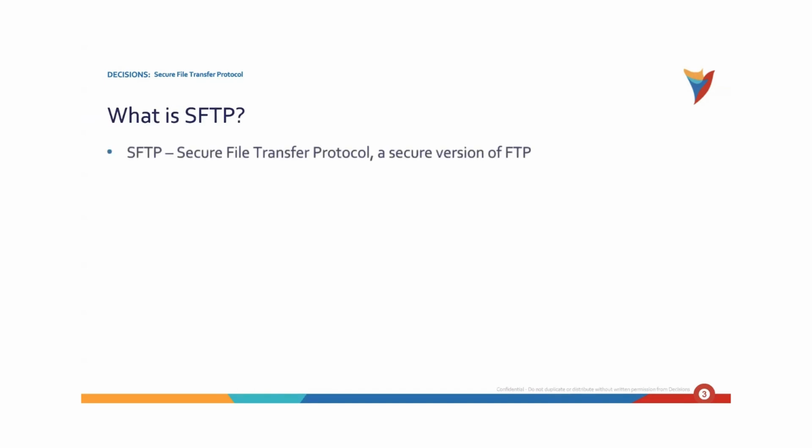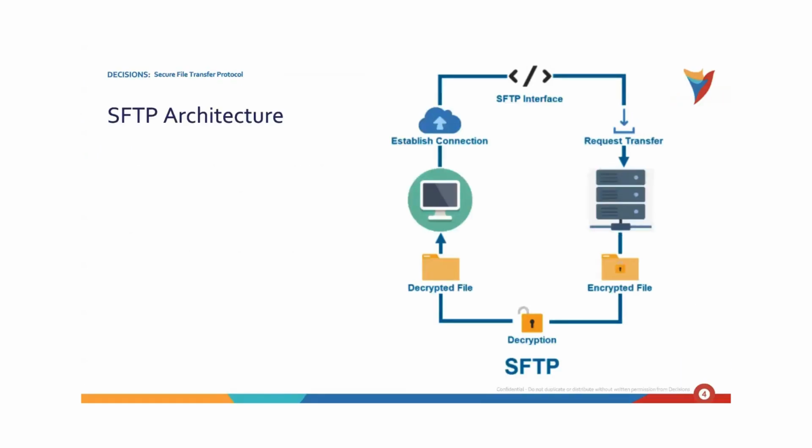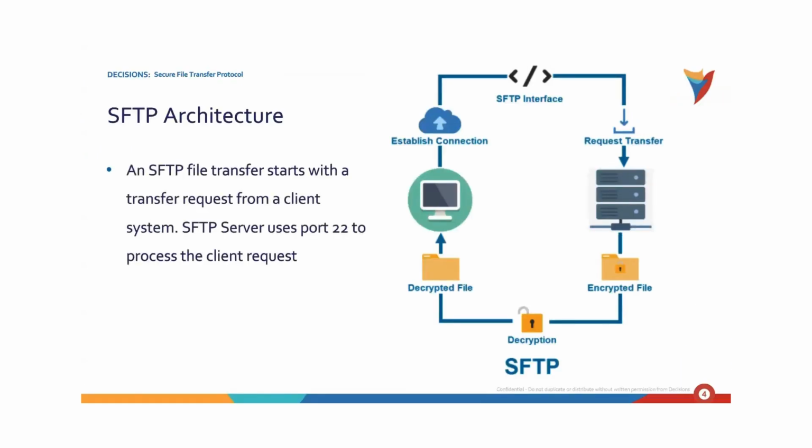To overcome the drawback of FTP, we have SFTP, which is Secure File Transfer Protocol. It is also a network protocol to share files using the internet. SFTP architecture. An SFTP file transfer starts with a transfer request from a client system and it uses port 22 to process the client request.